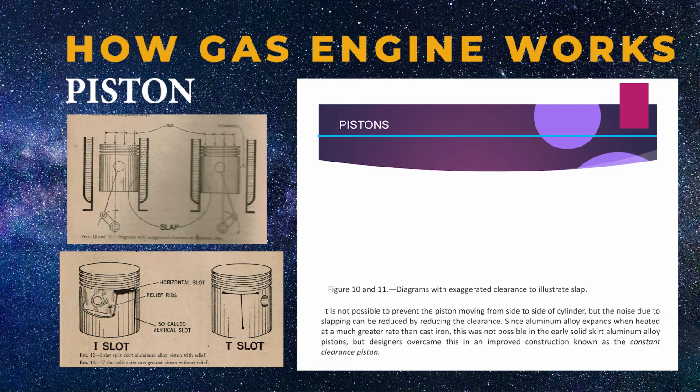It is not possible to prevent the piston moving from side to side of the cylinder, but the noise due to slapping can be reduced by reducing the clearance, since aluminum alloy expands when heated at a much greater rate than cast iron. This was not possible in the early solid skirt aluminum alloy pistons, but designers overcame this in an improved construction known as the constant clearance piston.